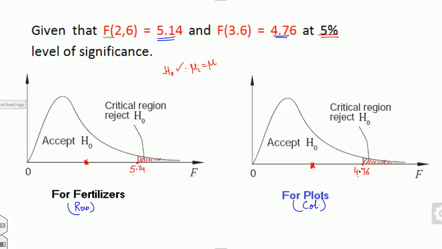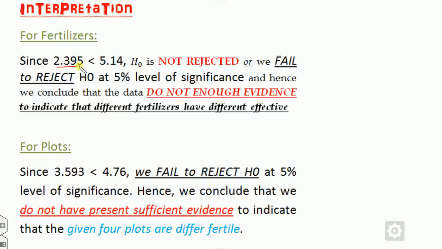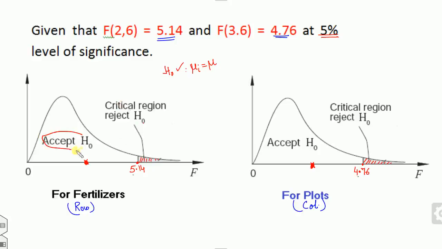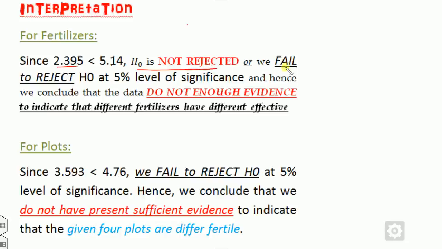So what is the interpretation? For the fertilizer, since this value is less, H0 is not rejected, because look at that here, H0 is accepted. Or you can say you fail to reject the H0. What is H0 here? All the fertilizers have the same impact, and H1 is that fertilizers don't have the same impact. So if H0 is not rejected, we conclude that data does not provide enough evidence to accept that the different fertilizers have different effects.